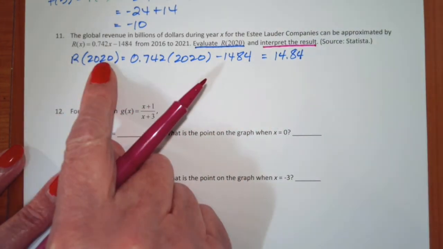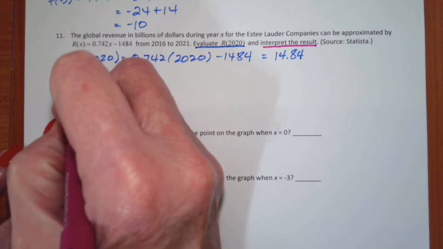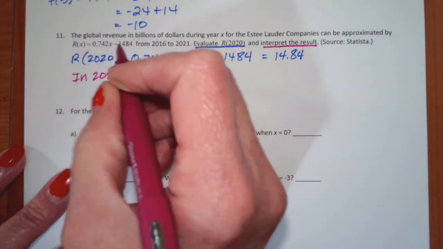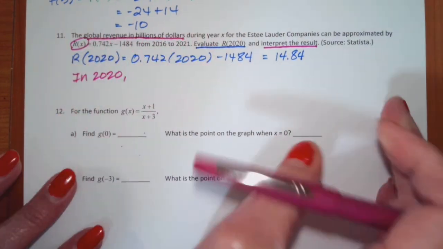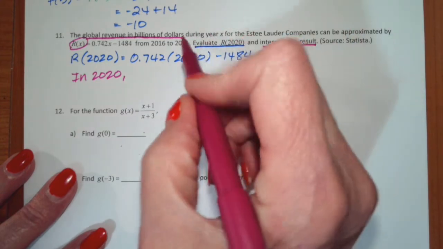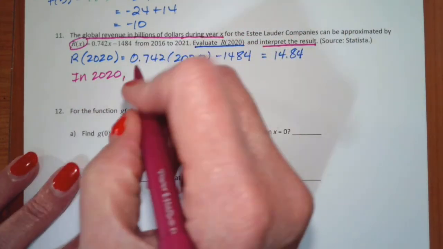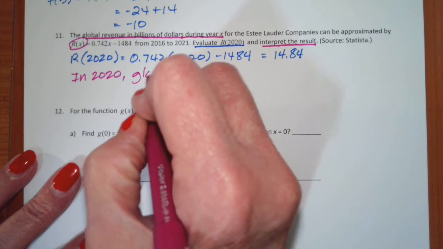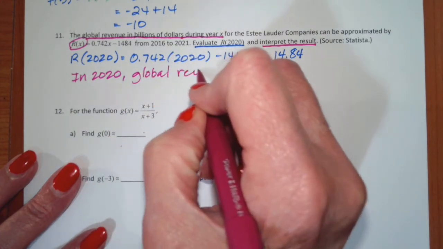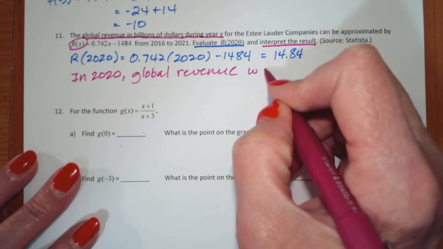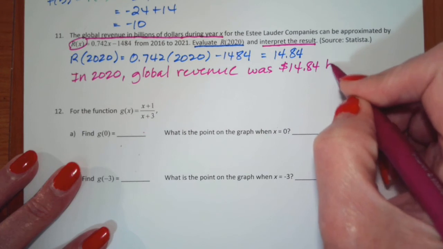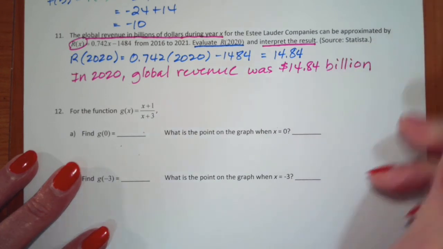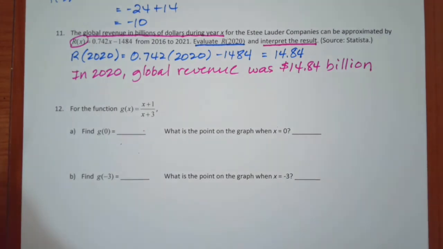What does this mean? This means that in the year 2020, remember R of X is the global revenue in billions of dollars during year X. Global revenue was 14.84 billion. So we need to be able to find that result as well as figure out what it means.